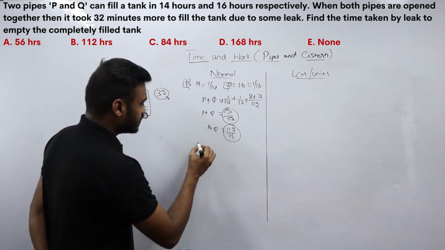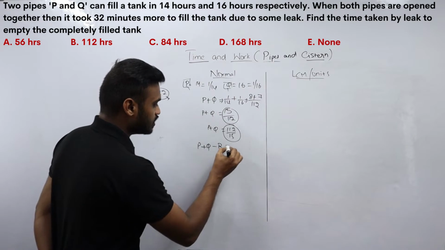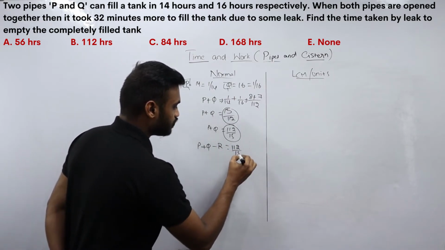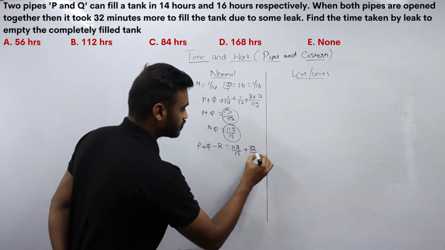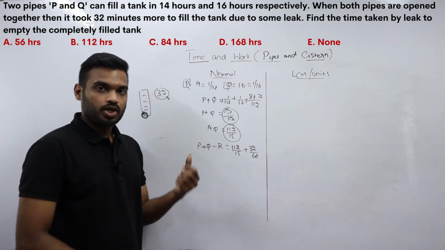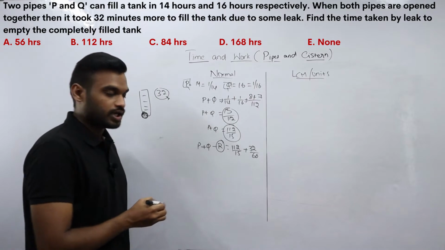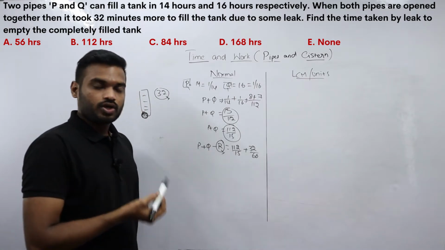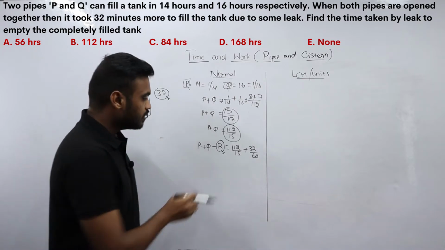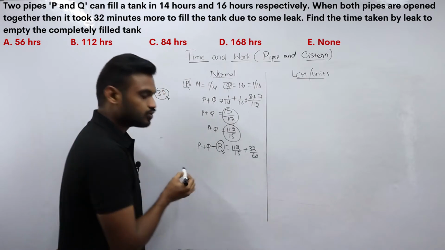Now they are saying that if both pipes P and Q are open together, due to some leak, they are finishing the work in 32 minutes more time. Understand this: P plus Q are open together, and due to the leak, I am considering the leak as R here. I am giving a negative sign to R because R is removing the work.